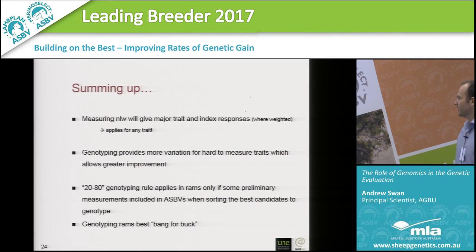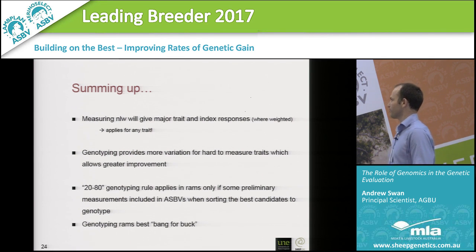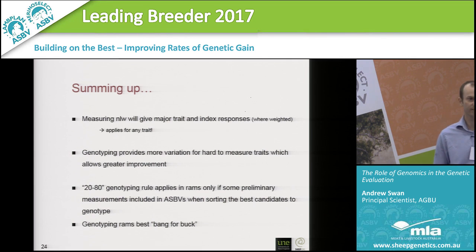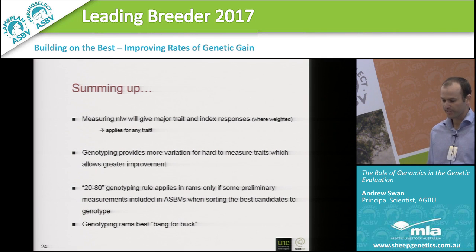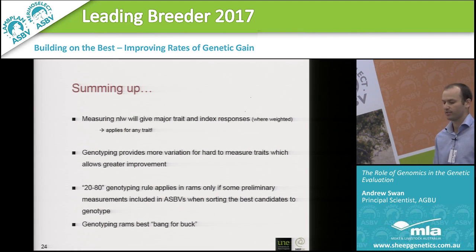So just to sum up, we go back to the start. Measuring NLW will give a major trait and index response, but if you get any extra information on a trait in your breeding objective that has heavy weighting, then you will start to see good responses. And the genotyping, as we keep on hearing, provides more variation for the hard to measure traits, which allows for that potential for greater improvement. The old 20/80 rule applies only if you have some initial information in your ASBVs. And I think genotyping rams gives you your best bang for your buck.